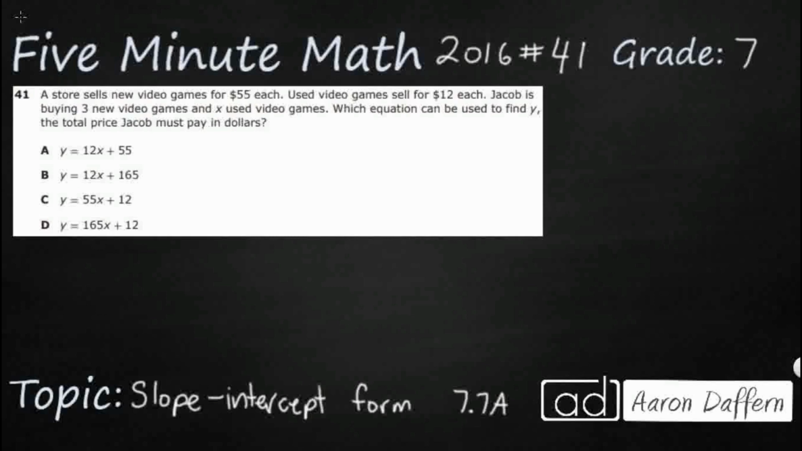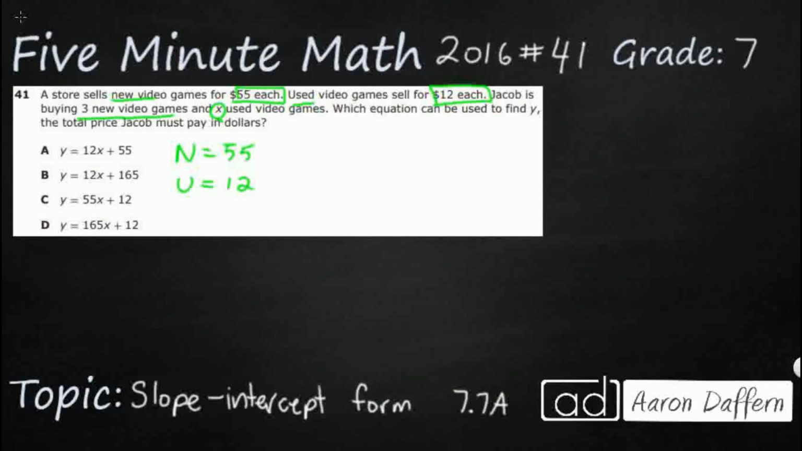So we have a store and we are selling new video games. That's going to be important for us to pull out here. New, I'm going to say that's just N, equals $55 each. Used video games, $12 each. That makes sense, so U equals 12. And so he's going to buy 3 new video games, and then X, an unknown number of used games. Which equation can be used to find Y, the total price Jacob must pay in dollars?